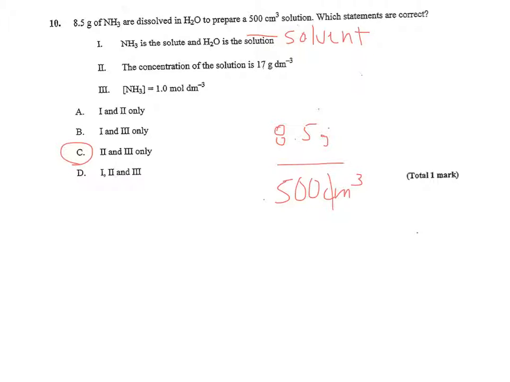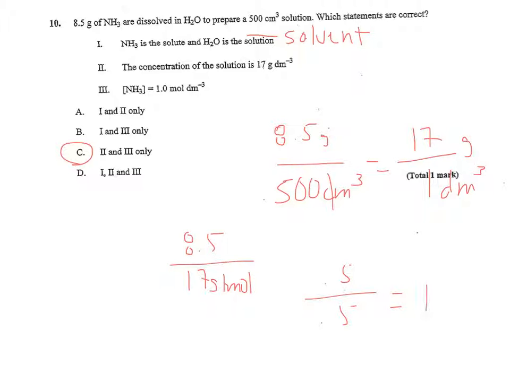The concentration of the solution is 17 grams per decimeter cubed. Yeah, I can see if it's 8.5 in half a liter, this would be 17 in 1 liter. So that's true. And NH3 concentration is 1 mole per decimeter cubed. Well, if I look at NH3, it's roughly 17 grams per mole. And I can either look at my 8.5 and realize I've got half a mole in half a liter, which would give me 1 molar. Or if I look at what I just did in B, I see 17 grams is about 1 mole, and it's in 1 liter. So yes, 3 is also true.